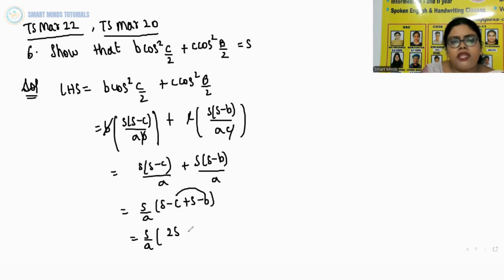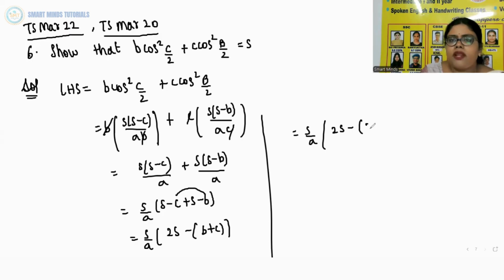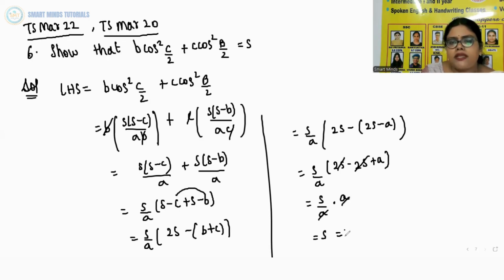Now s plus s is 2s. From these two, if we take minus common, we get b plus c. That is s by a into 2s minus, now b plus c we can write as 2s minus a. So that is s by a into, open the brackets, 2s minus 2s plus a. 2s minus 2s cancel. That is s by a into a, a cancel, which is equal to s. This is RHS.